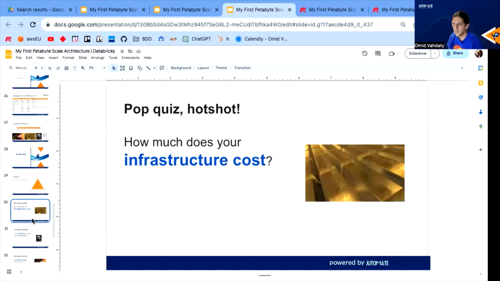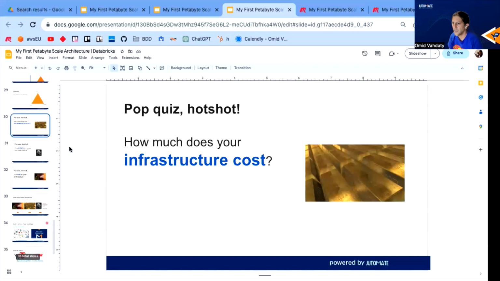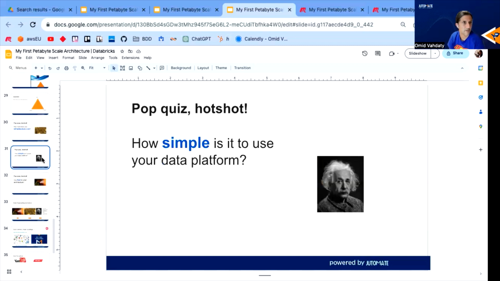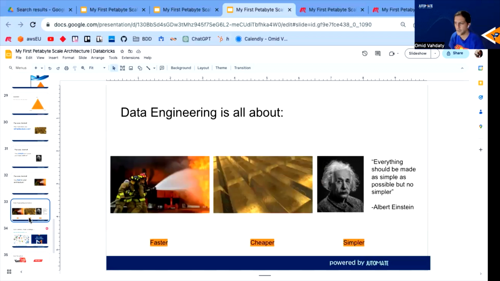In terms of summary, I usually have a pop quiz to ask you if you know how much your infrastructure costs. In terms of time preservation, we'll skip it. At the end of the day, what we're trying to achieve here is a framework which is fast, cheap, simple, and this is the way you think when you talk about data engineering and architecture.